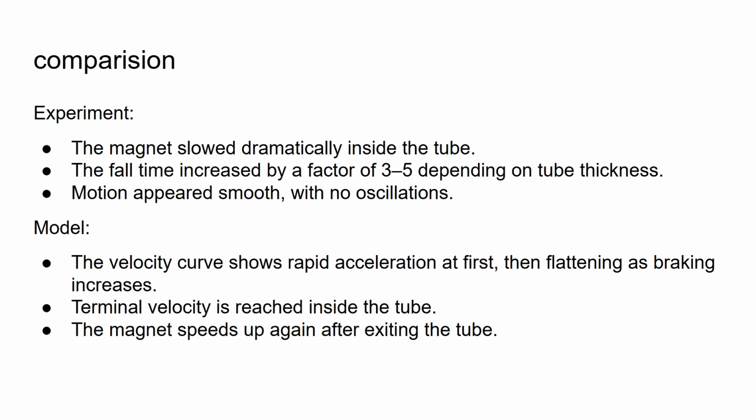And for the comparison, the magnet slowed dramatically inside the tube. The fall time is increased by a factor of 2 to 3, depending on the tube's thickness. The motion appears smooth with no oscillations. In the computational model, the velocity curve shows rapid acceleration at first, then flattening as braking increases. Terminal velocity is reached inside the tube, and the magnet speeds up again after exiting the tube.